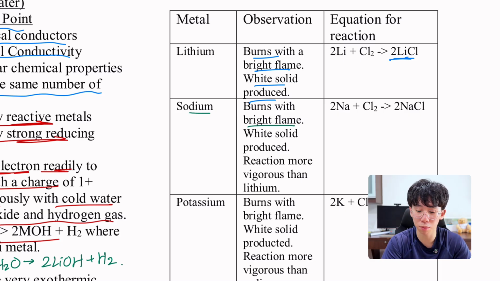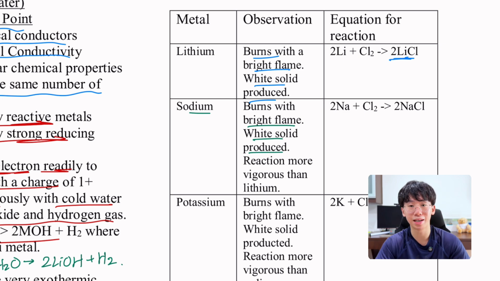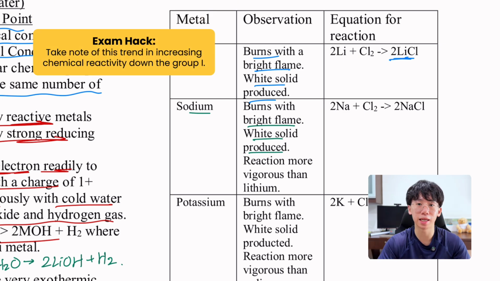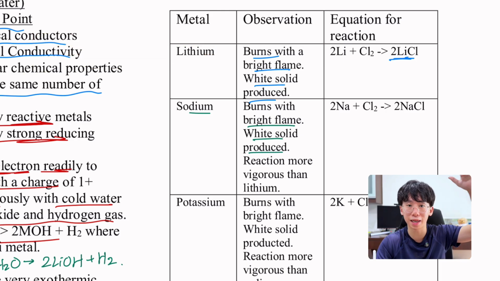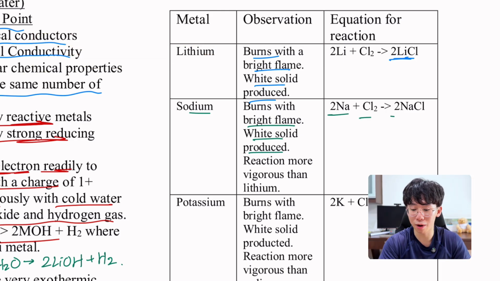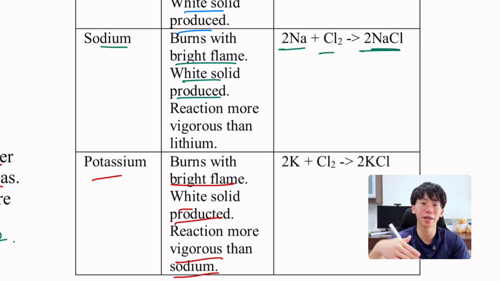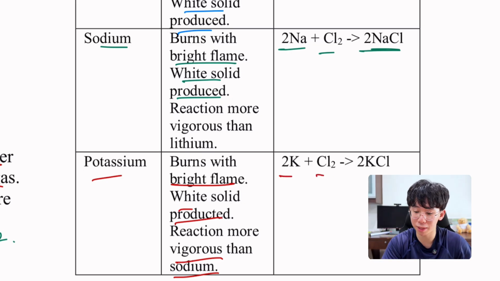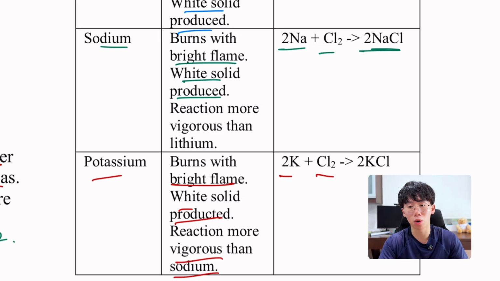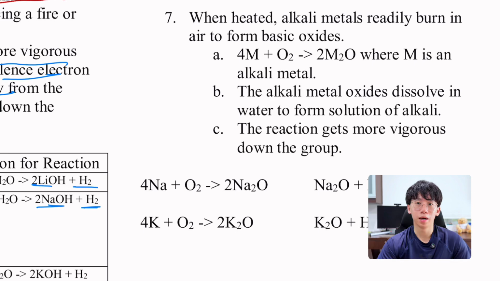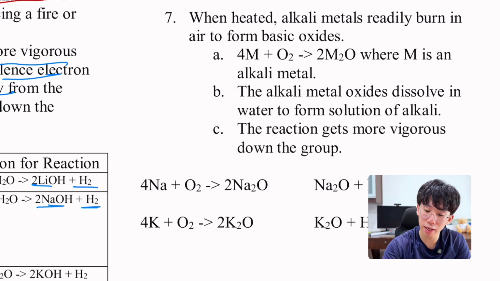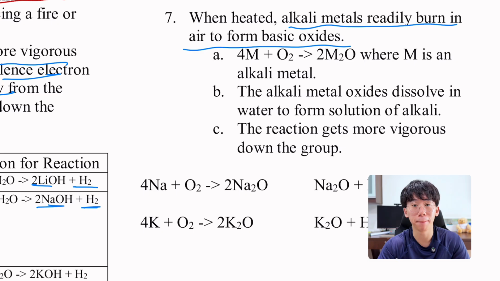Your sodium will also burn in a bright flame and a white solid is produced, and the reaction is seen to be more vigorous than lithium because sodium is further down in the group than lithium. So your sodium is going to react with chlorine to give sodium chloride, which is the white solid. Then you have potassium. This burns in a bright flame, the white solid is produced, and again, it is more vigorously reacting compared to sodium because potassium is lower in the group compared to sodium. So your potassium is going to react with chlorine and give you potassium chloride, which is also a white solid.